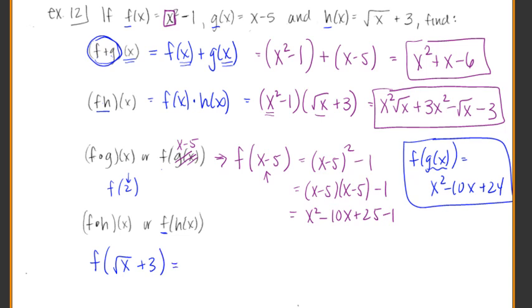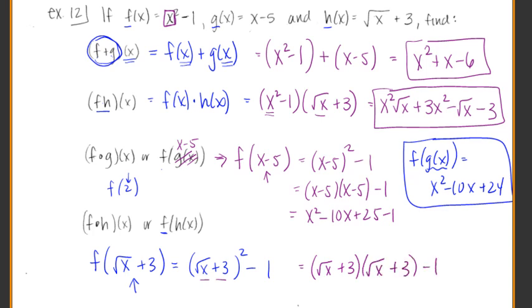So I'm going to go back up to my f function. Wherever I see the x, which says x squared minus 1, instead of putting an x, I'm just going to put whatever's sitting in this parentheses, which is the square root of x plus 3. And then from there, all we have to do is clean this up. This base has two terms, so we have to write it out twice.